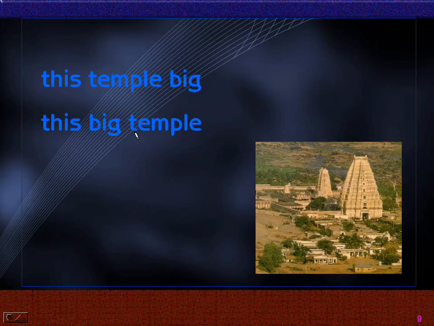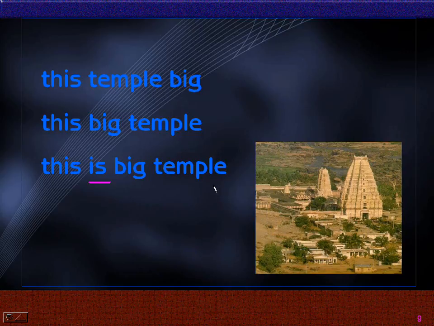Okay, so now to make it proper, let me create one more sentence. This is big temple. Now it will give much more information. Because if you take any sentence, small or big, we need a verb in that sentence. In the previous two there is no verb. Now "is" is the verb in this sentence.